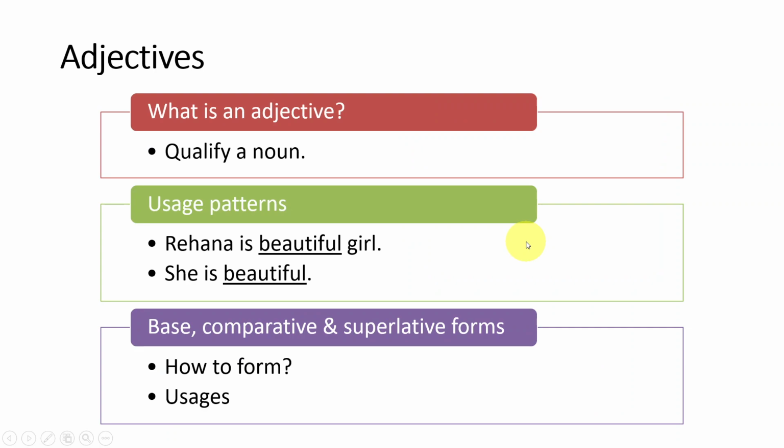Then we have the adjectives. Adjectives are used to qualify a noun. And again, we have to identify the usage patterns. We can use adjectives before a noun, or we can use adjectives with a be verb, and there are a few more patterns as well. Also, adjectives have three forms: the base or the positive form, the comparative form, and the superlative form. We must know when to use these different forms, and how to make those comparative and superlative forms.